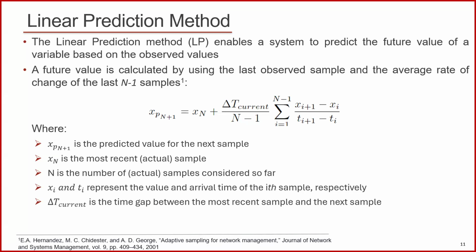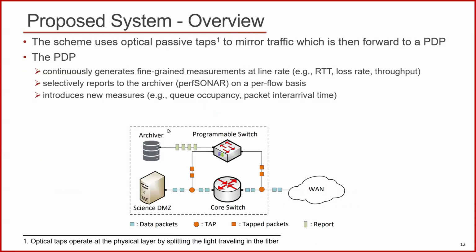And now let's go to the proposed system and have an overview of it. If you consider this image, you can see that the WAN is directly connected to the core switch, and we are getting a copy of that traffic through optical taps to a programmable switch. So the deployment is passive. It will not be affecting the real traffic, but it will get a copy of all the packets. The packets coming to the core switch and exiting from the core switch will be copied to the programmable switch. The programmable switch will be, at runtime, at line rate, collecting the measurements on a per flow basis and storing them inside the perfSONAR archiver.